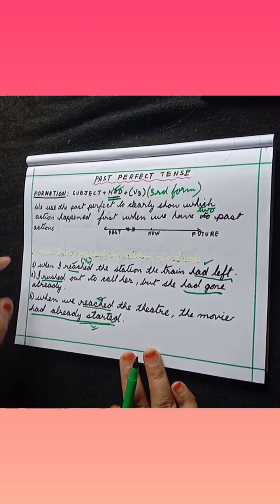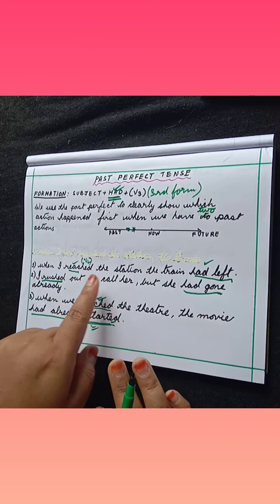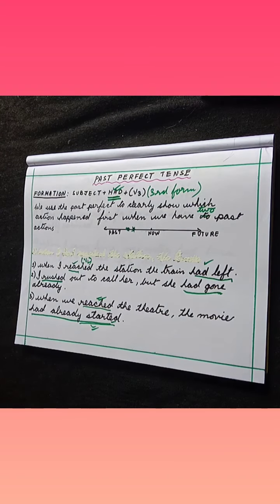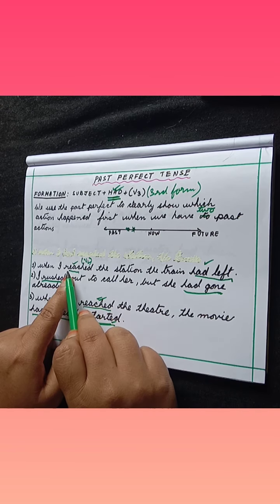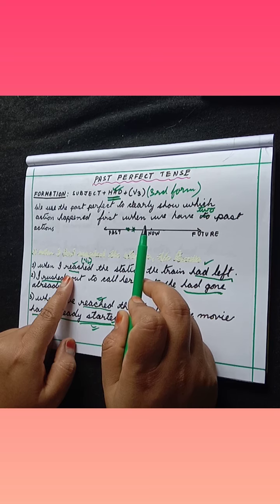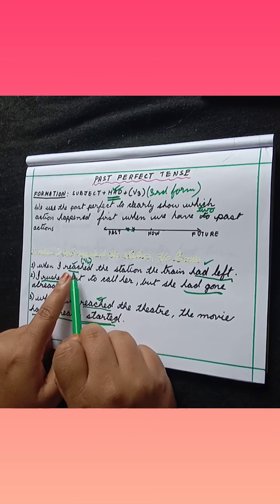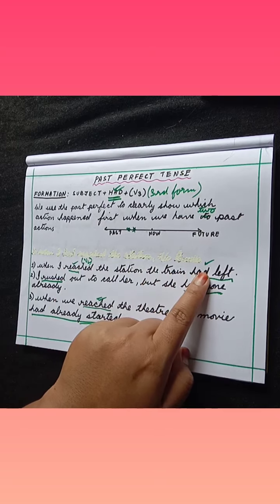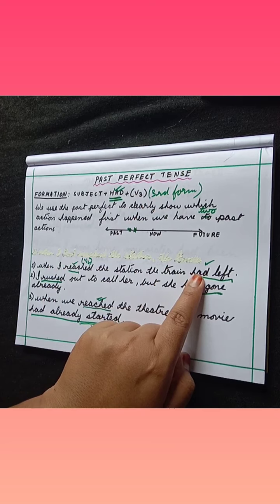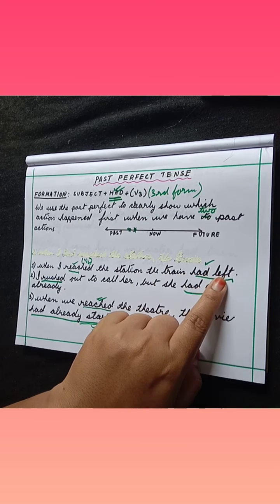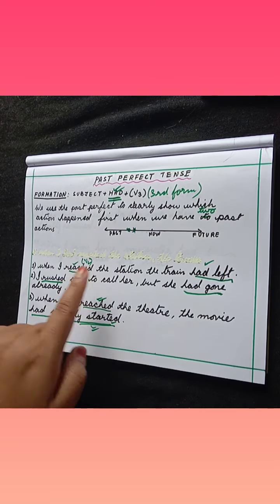Okay, the first sentence here. When I reached the station, the train had left. First we have to detect the verbs here. We have two verbs here, reached and had left. Reached is in the second form. And had left: we have already discussed had plus third form of the verb, past perfect tense. So we have a past tense and a past perfect tense.